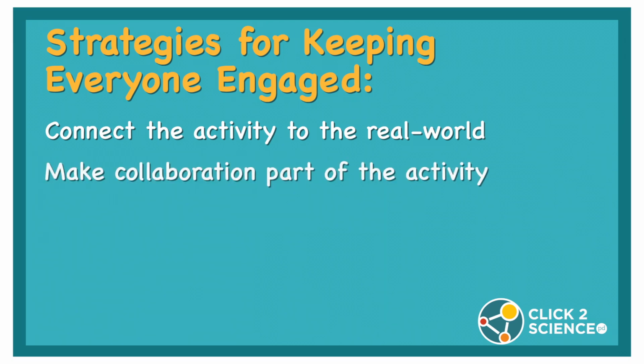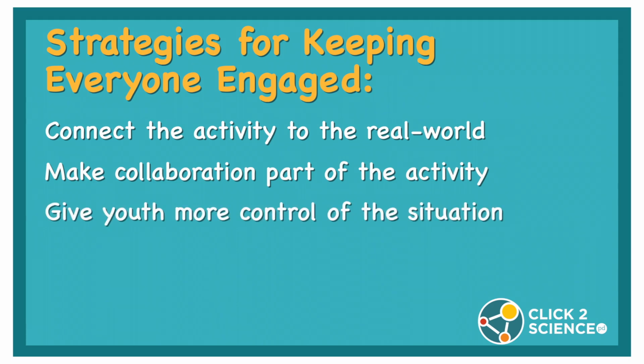The second strategy is to make collaboration part of the activity. After school is a great time to build social skills, so activities where children can socialize and learn together can be fun. The third strategy is to give youth more control of the situation. This strategy reminds us that our role should be to observe and guide the process, not control it. This also means letting youth solve problems on their own. You can provide guidance and support, but don't solve the problem for them.